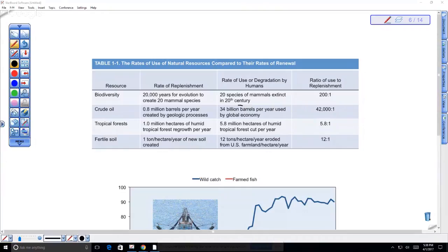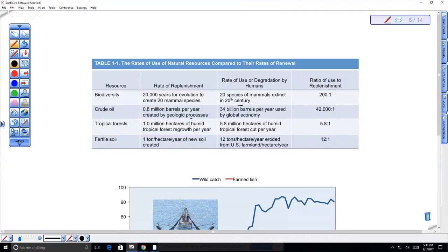Okay, and the same thing with oil. Oil is really interesting. We'll talk more about that, but oil is actually fossilized plants. And so it had to occur over a very long period of time where plants were creating biomass, and then they became buried, and then that carbon that was stored in the plants then was converted to oil. And so it takes a long time, right? 8.8 million barrels per year created by geological processes. And we use 34 billion barrels per year in our economy.